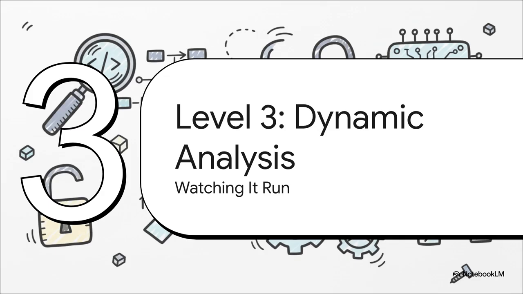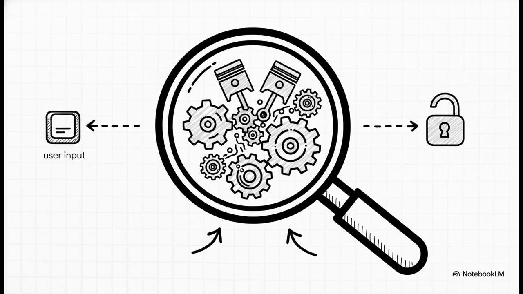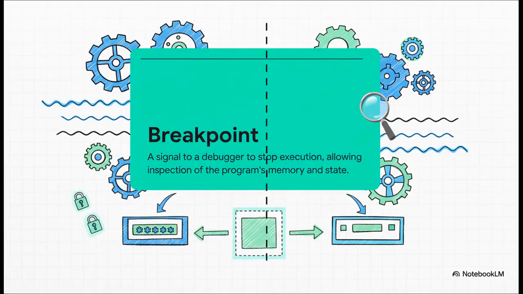So, when just reading the code isn't enough, it's time to level up again and watch the code in action. Welcome to dynamic analysis. Instead of just reading the code, we're going to run the program under a special kind of microscope called a debugger. This lets us see exactly what it's doing with our input, moment by moment. And the key tool here is something called a breakpoint.